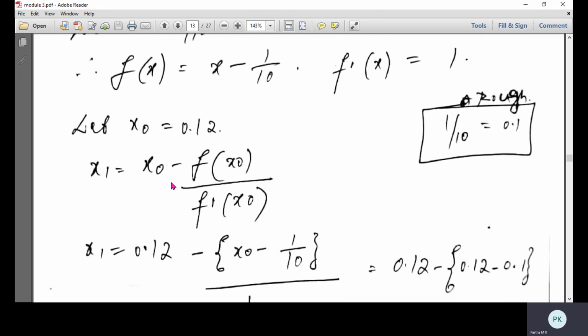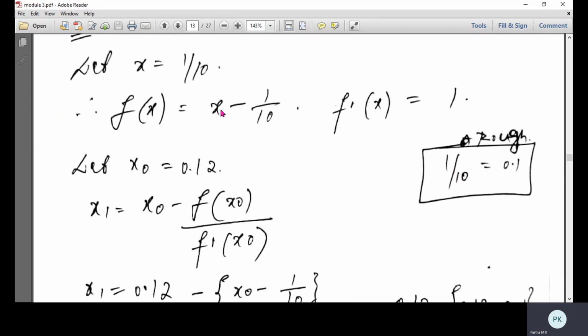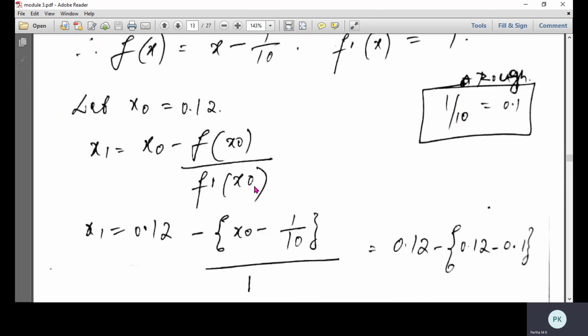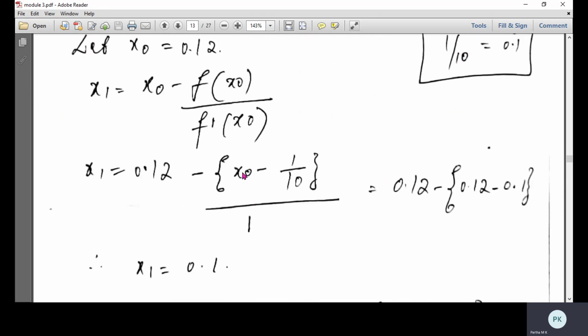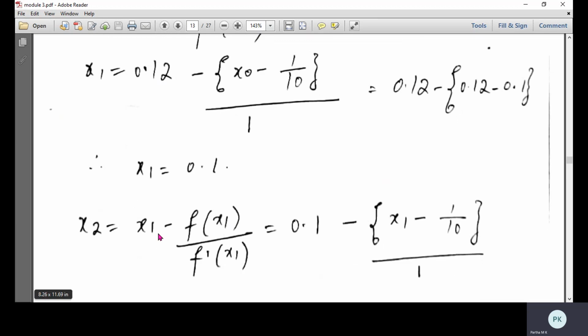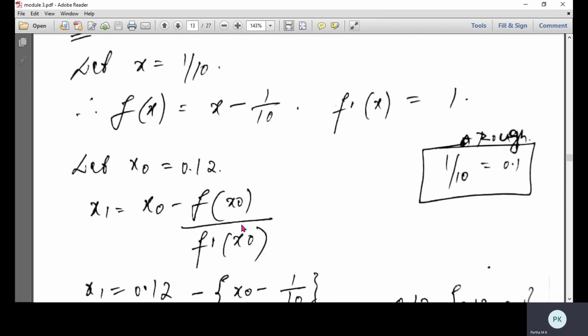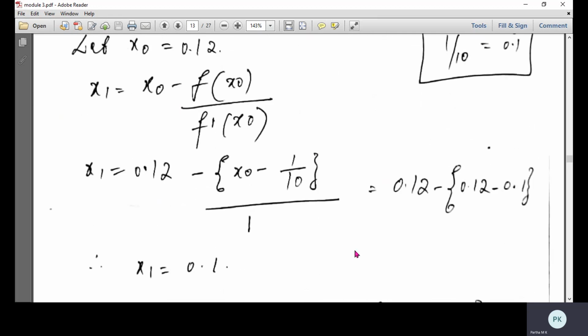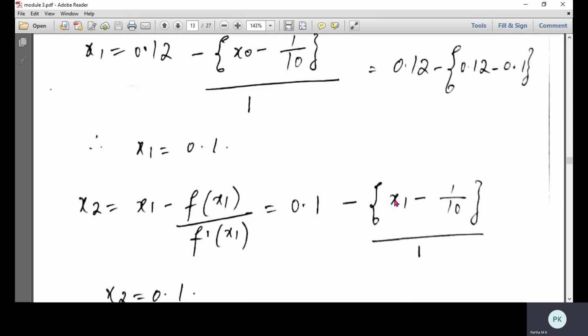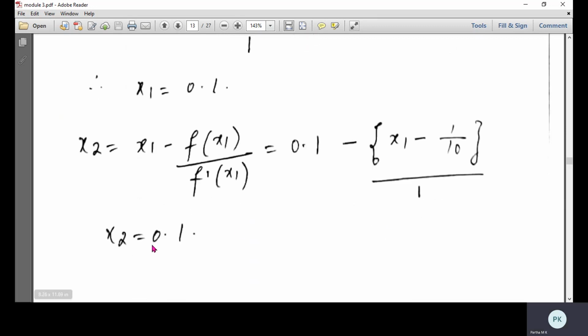Same procedure. x naught is 0.12. f of x naught means put x is equal to x naught: x naught minus 1 by 10. f dash of x naught is always 1. Substitute the value of x naught, you will get x1. Next, x2 is equal to x1 minus f of x1 by f dash. Substitute f of x1: go to f of x, put x is equal to x1, that is x1 minus 1 by 10. Now put x1 is equal to 0.1. You will get x2 is 0.1. Same thing we are getting, so you can stop.